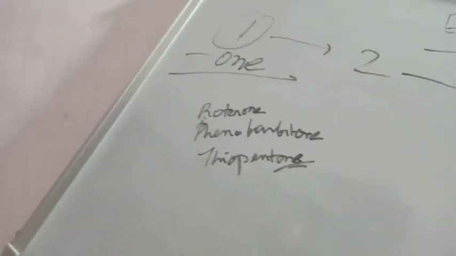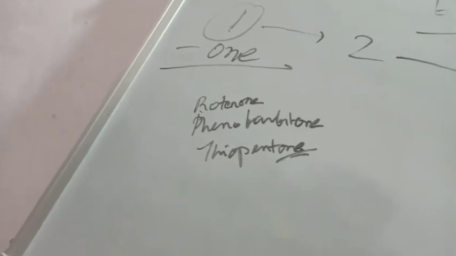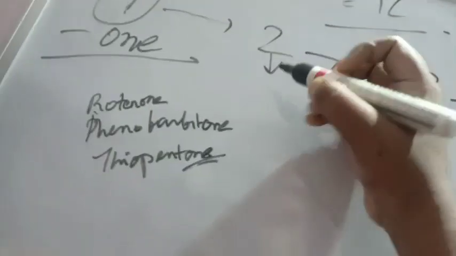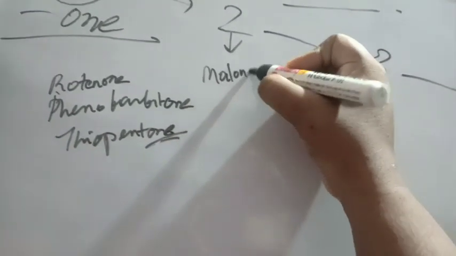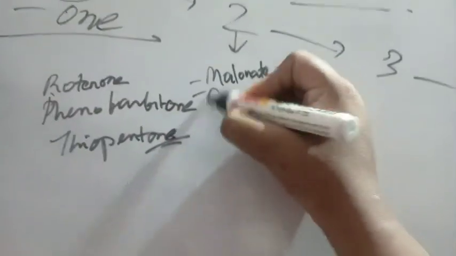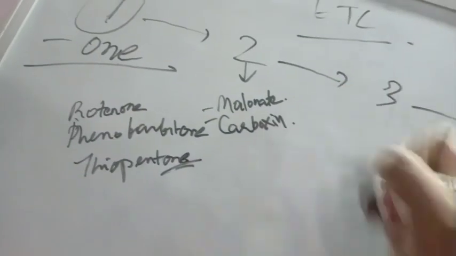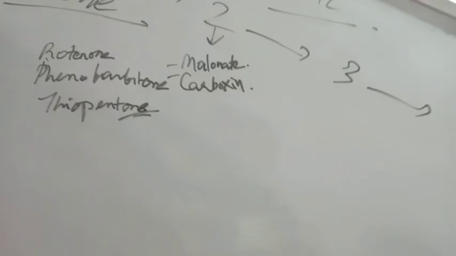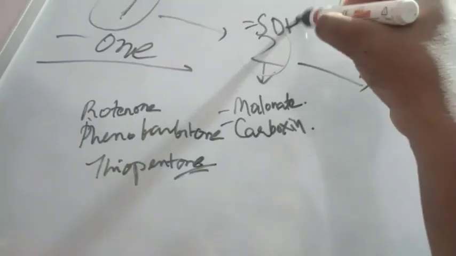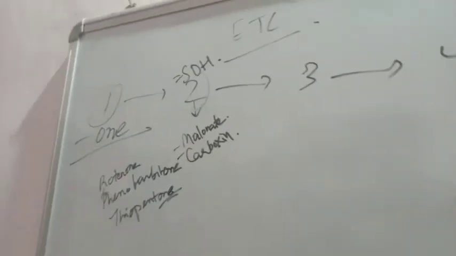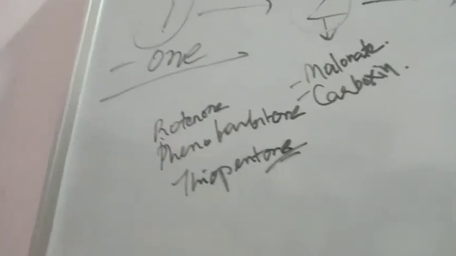Next you have complex number 2. So what are the inhibitors of complex number 2? In complex 2 you have to remember it because there are only 2 inhibitors. You will have malonate and there is another one called carboxin. Why malonate? Because there's a simple logic, complex 2 is succinate dehydrogenase, and you know that succinate dehydrogenase is inhibited by what? Malonate. So basically when you're talking about complex 2, you are talking about SDH, right?